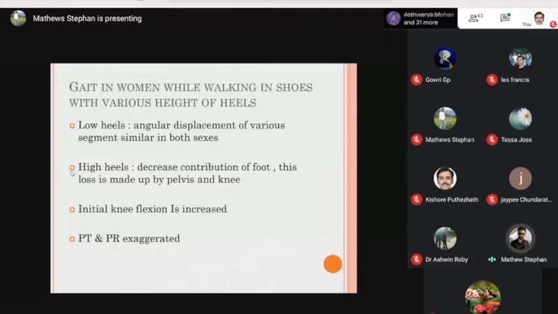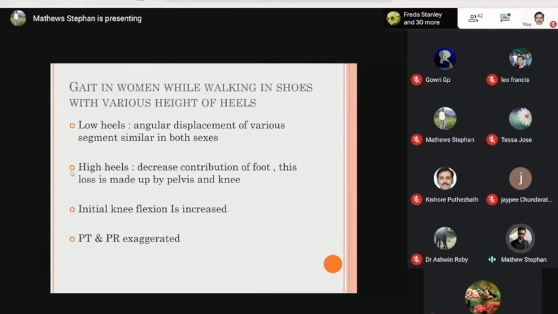Coming to the gait in humans while walking in shoes with various heights of heel. In low heel, the angular displacement of various segments is similar in both sections. In high heel, the contribution of the foot decreases. This loss is made up by the pelvis and knee. The initial knee flexion is increased in high heel, and the pelvic tilt and rotation are exaggerated.